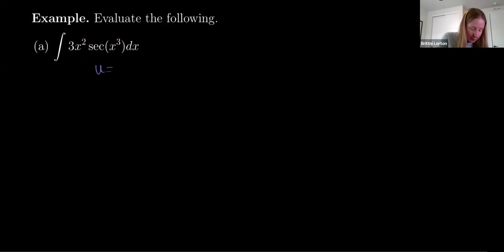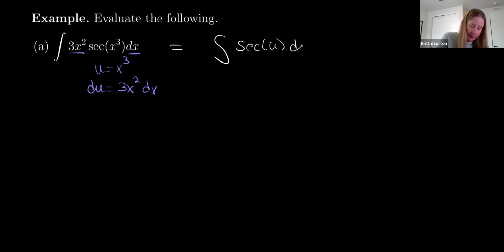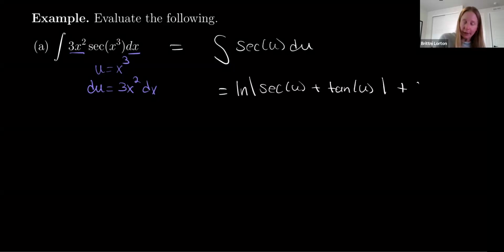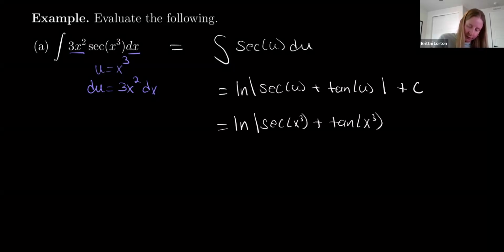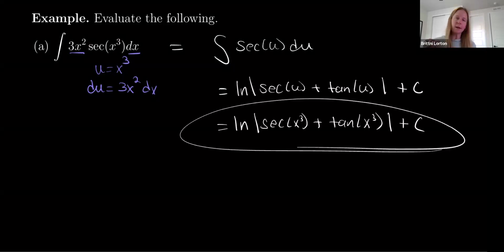So I'm going to let my u be x cubed. du is 3x squared dx, which matches perfectly. So this becomes the integral of secant of u du, which we just figured out is ln of secant of u plus tangent of u plus c, and of course replace. So ln of secant of x cubed plus tangent of x cubed plus c. Ta-da!